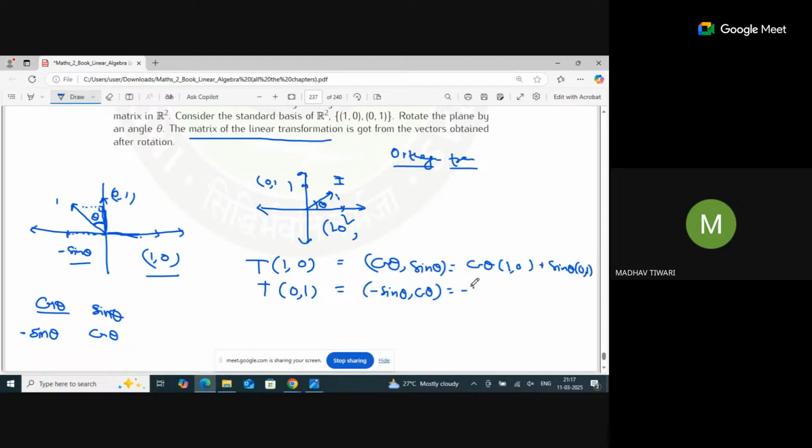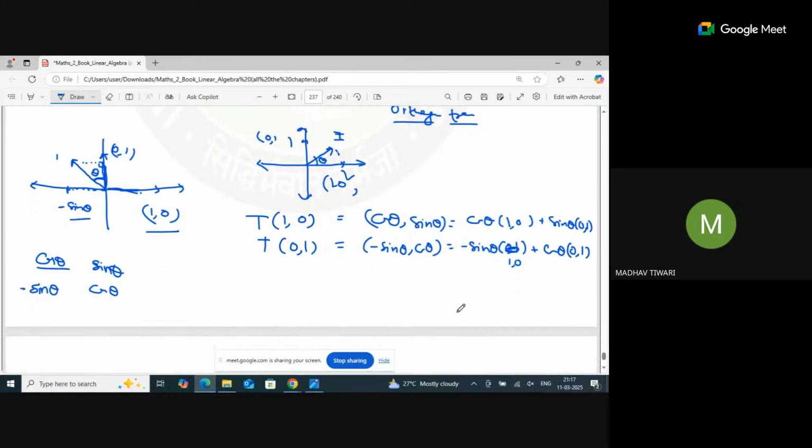And here I can say minus sine theta times (1, 0), and plus cos theta times (0, 1), right? So now if I form the matrix, I will write the first column as the first row: cos theta, minus sine theta, and then in the second row sine theta, cos theta. So this will be my matrix. It is called the rotation matrix.